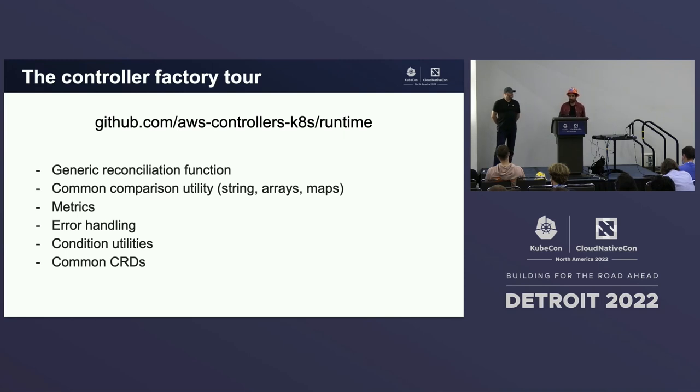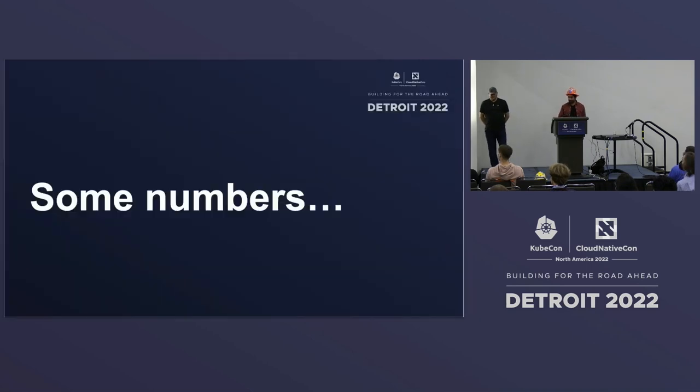Also with that, we have a common metrics library that reports metrics to whatever tool you use to collect metrics. We also have a common error handling library. We have a common utility for conditions. And we have some common CRDs that we use across all the controllers. For example, whenever you want to adopt a resource, you use the same CRD across all the controllers. So yeah, I'll let JPipes tell you about some numbers.